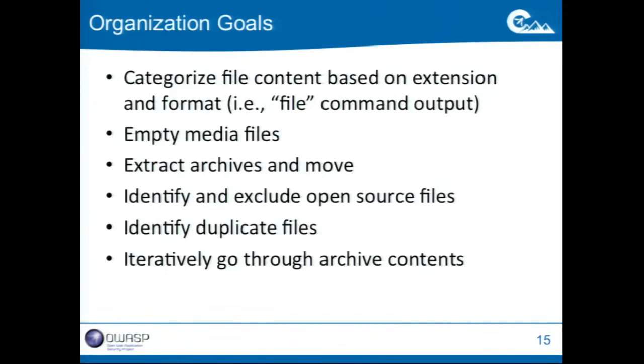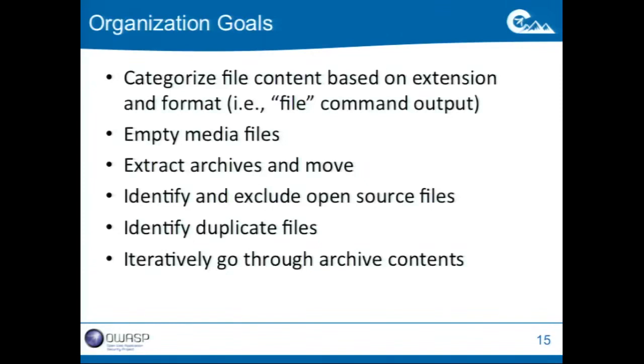Being able to identify open source files is also very useful because you don't really need to reverse engineer open source. If you want to see how something in Apache Commons works, you just go to Apache Commons and download the source code. There's quite a few classes, though, in a project like this that are going to be from open source projects that you can exclude. And then finally, being able to do things like identify duplicate files and extract any archives.